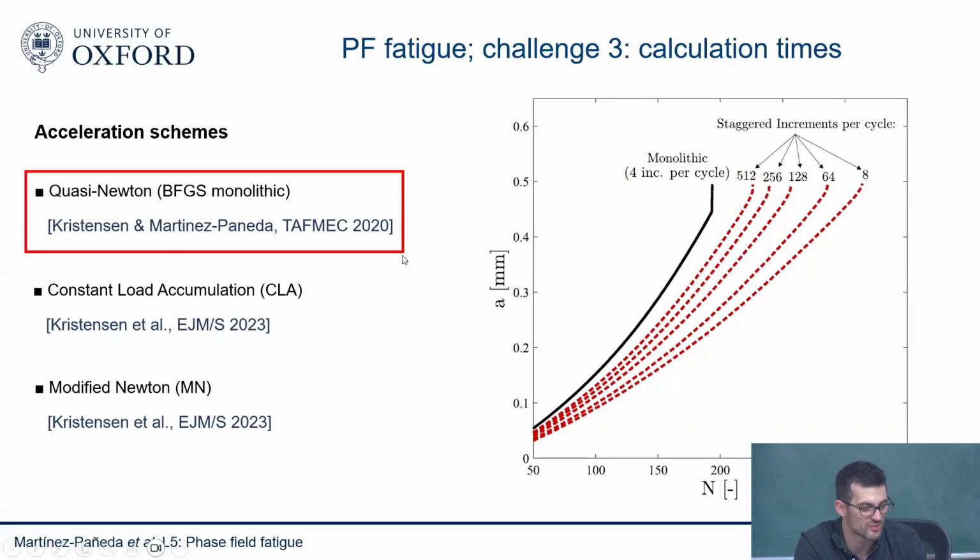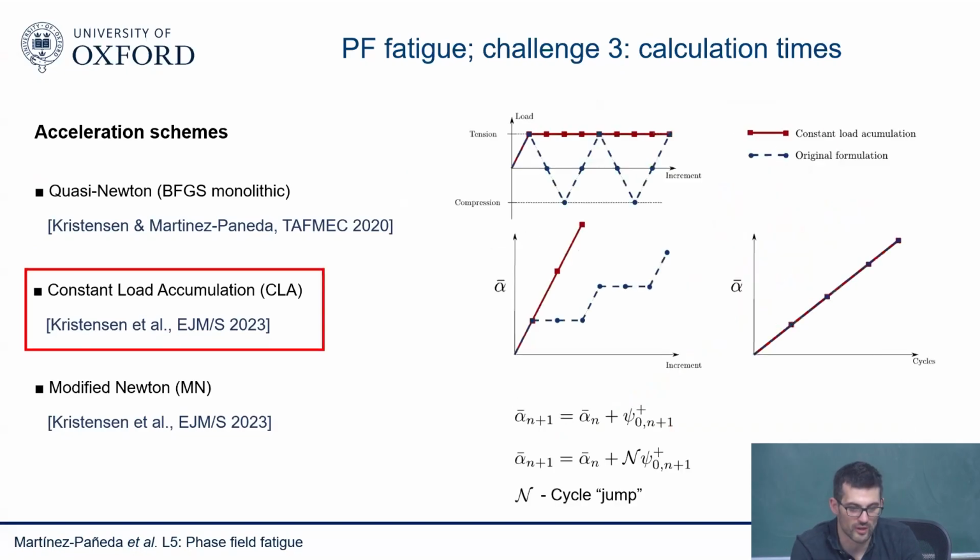And every time you see single pass stagger results in fatigue, you always need to take it with a pinch of salt because it's quite complicated. The other approach is this constant load accumulation. Since we only care about the tensile part, we may not have to resolve the entire cycle. This is in relation to the question that Anna was asking, right?